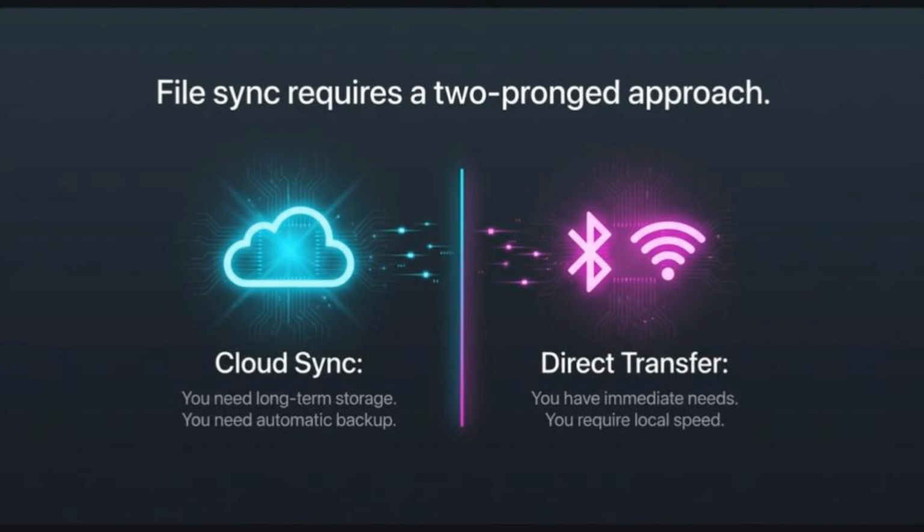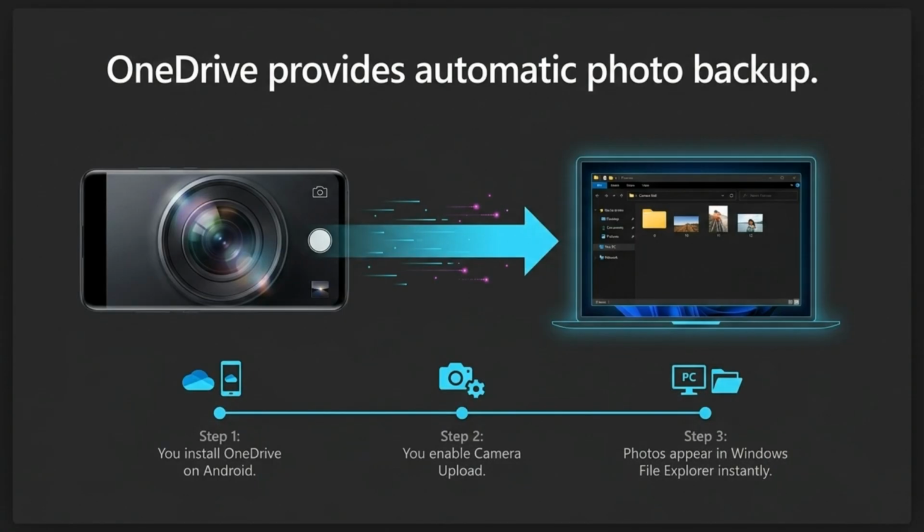Cloud Sync is for long-term storage and automatic backup, while Direct Transfer is for immediate needs that require local speed. OneDrive provides automatic photo backup. Simply install OneDrive on Android, enable camera upload, and photos will instantly appear in Windows File Explorer.